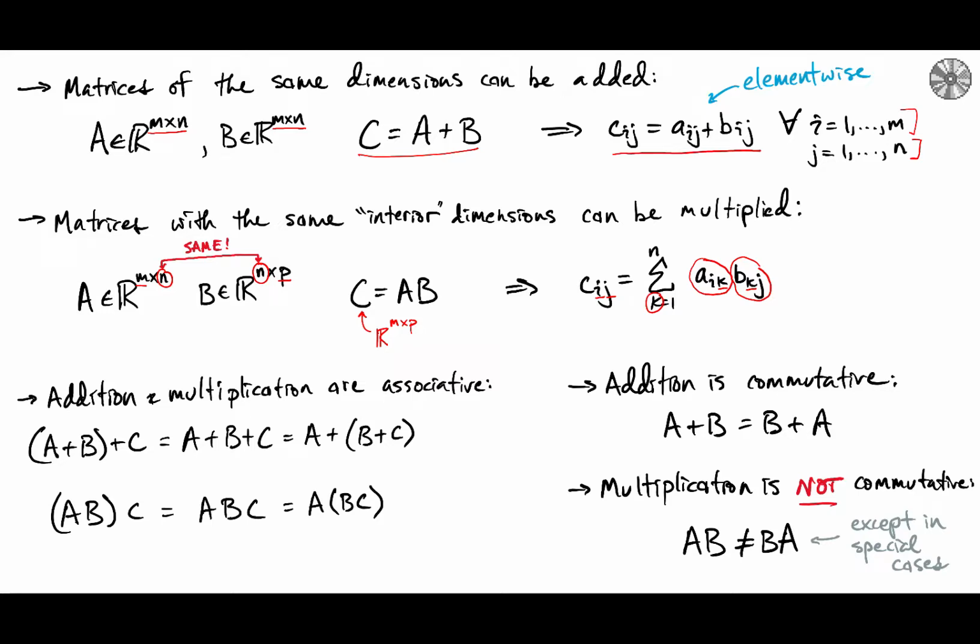A couple more properties. Addition and multiplication are associative, which means that we can choose to add A and B and then add that to C, or we can choose to add B and C and then add that to A. Similarly, we can multiply AB and then multiply by C, or we can multiply BC and then multiply by A.